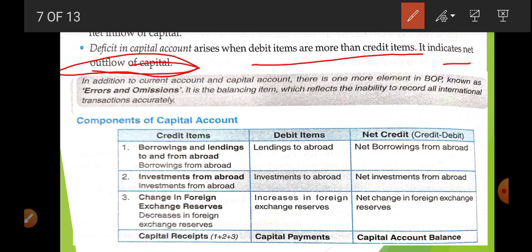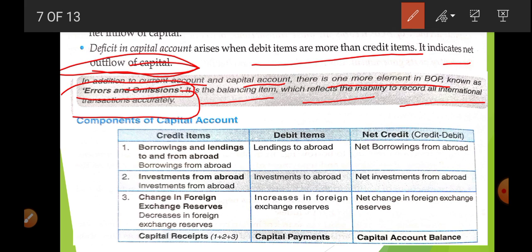Okay, in addition to current account and capital account, there is one more element in balance of payment, that is known as errors and omissions. So it is a balancing item which reflects the inability to record all the international transactions accurately. So if you forget something or a mistake happens, then you can write it under errors and omissions. Okay. Now overall there is a component of the capital account. Okay. So on the capital account credit side, what are we going to write?